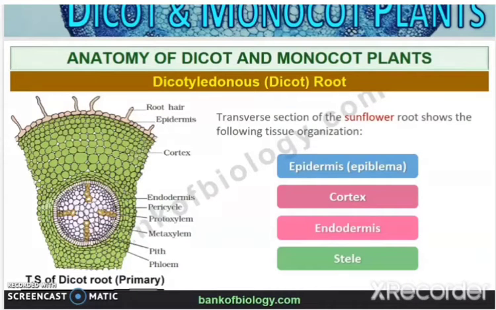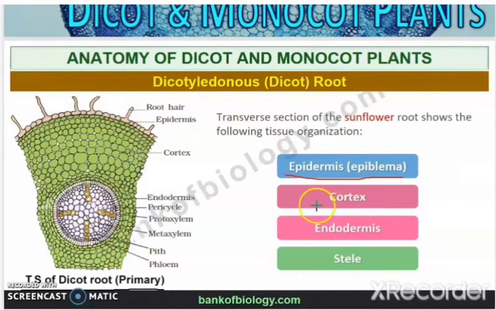So the outermost part of the root is the epidermis. We know that throughout the plant's body, the epidermis is the outermost region, right? And it is also called epiblemma. So epidermis is also called epiblemma. The outermost portion is the epidermis.